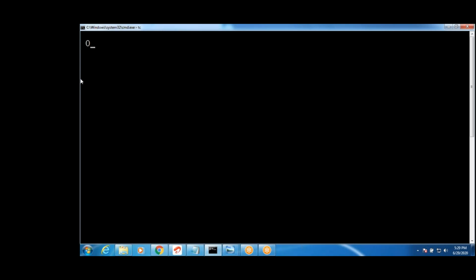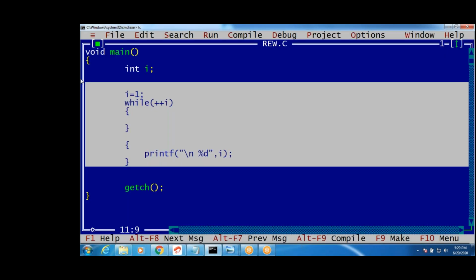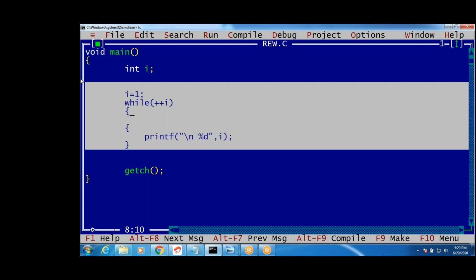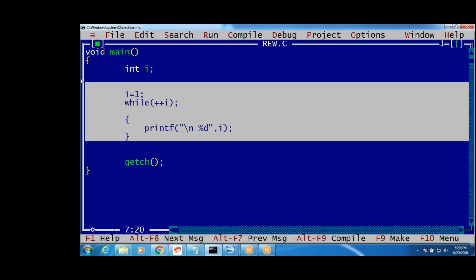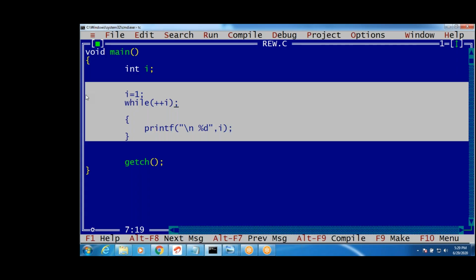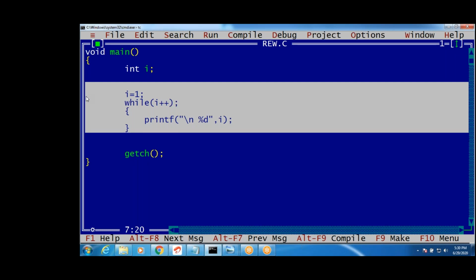Next, the same code I will write, but I will change it to i++, guys. Now tell me, can you tell what the output is with i++ and a semicolon? Then what will be the answer? When it is coming out, what is the answer? Yeah, tell me, guys. One, very good.